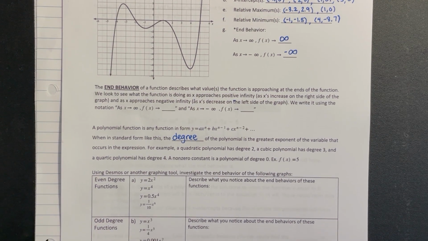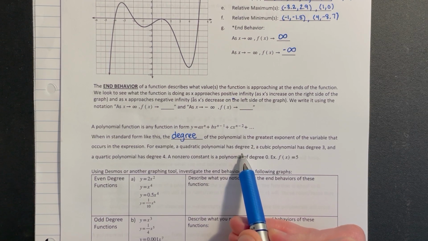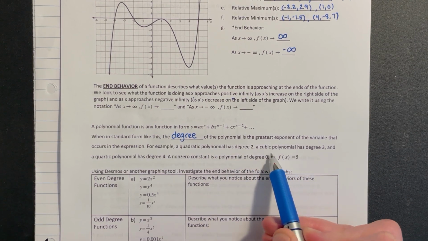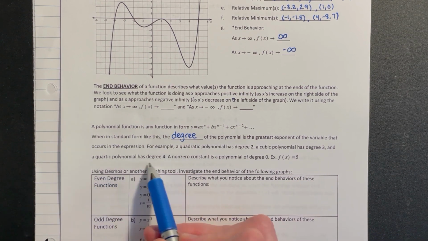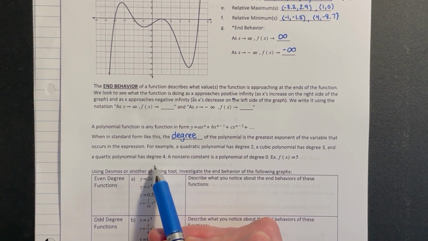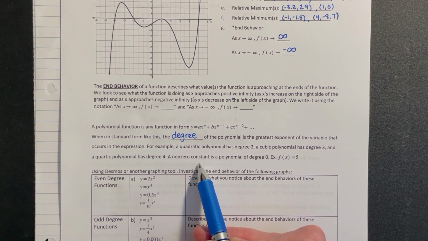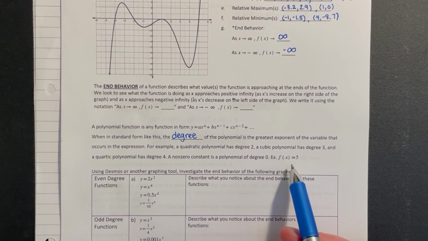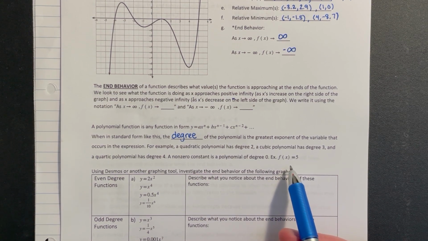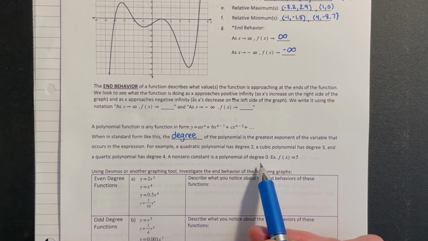In a quadratic that we have seen, that would be a degree 2 because the highest exponent is 2. But a cubic polynomial would be degree 3, a quartic polynomial is degree 4, and so on. We can also talk about a non-zero constant, something like y equals 5 or f of x equals 5, where it doesn't really even have an x variable. In that, x is to the 0 power, so we would say that's degree 0.